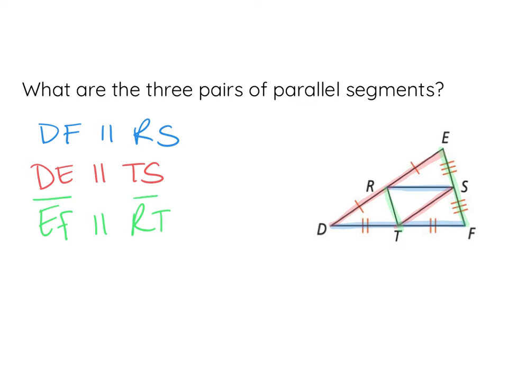Okay, I guess I should be putting these lines over because these are segments. So that's my bad for not doing that from before. And again, this sign that looks like 11 just means parallel to. So there's the 3 pairs of parallel segments that we have when we have these midpoints. DF, the bottom, is going to be parallel to RS. DE is parallel to TS. And EF is parallel to RT.